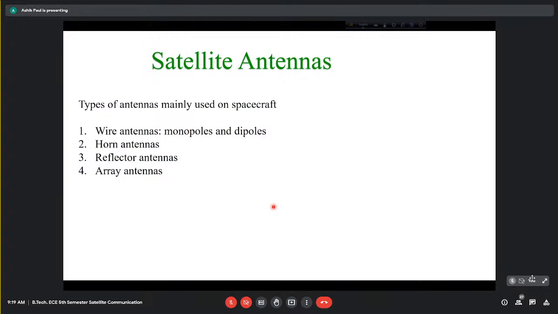These are the four different kinds of antennas which are normally used on board a satellite. They could either be simple wire antennas, that is monopoles or dipoles, then horn antennas or reflector antennas, as well as array antennas.